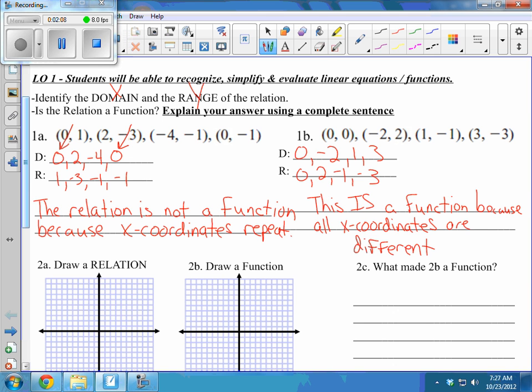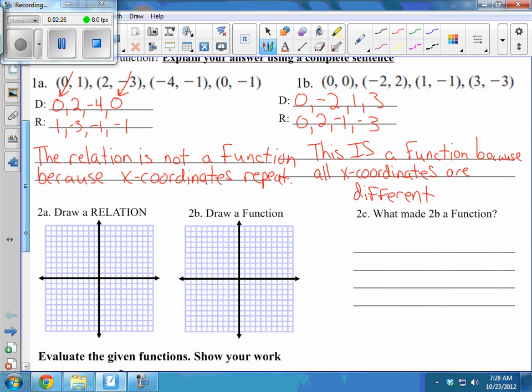Now just remember, we did talk about more with domain, and we talked about those three cases. Is x in the numerator, is x in the denominator, is x in an even root, or both? So keep that in mind as you work through this, even though there wasn't a question asked about it. Draw a relation.